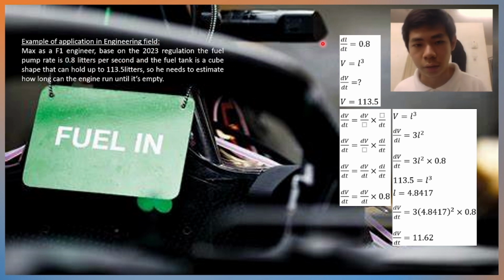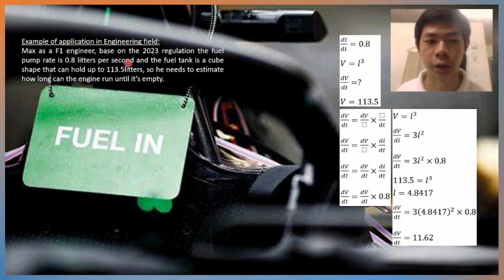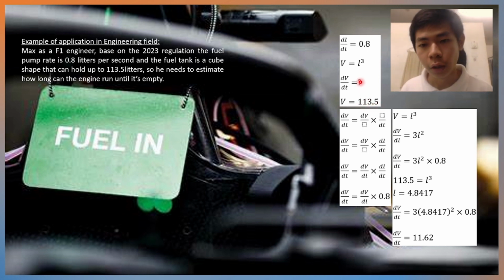So we just directly copy the information that we get, like dL per dt equals 0.8. This is mathematically defining the 0.8 liters per second. And the second equation is that you can see here is a cube, right? So you can just directly put the cube formula into it. So V equals L cubed. The next thing that we need to find is dV per dt. And the last information that we can get is V, the volume of the fuel tank, equals 113.5.